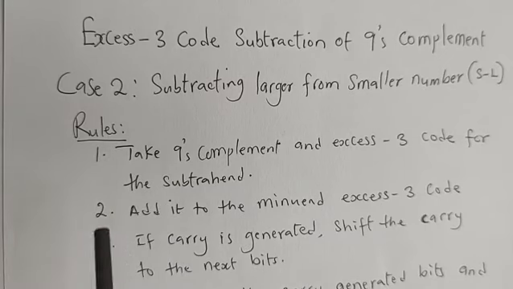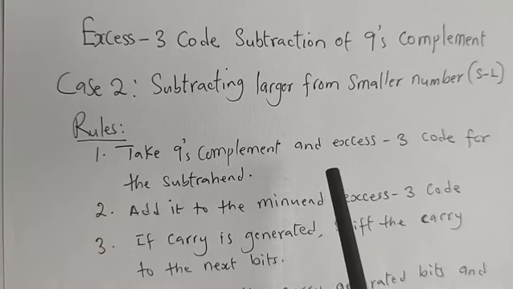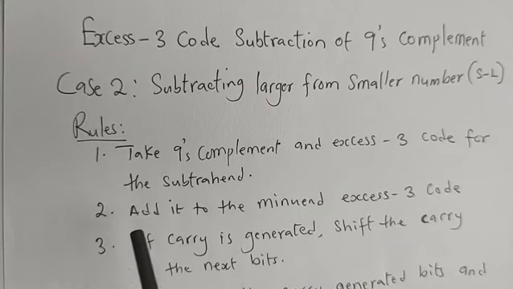Rule number 1, take 9's complement and the excess 3 code for the subtrahend. Rule number 2 says add it to the minuend excess 3 code. It means we need to take the excess 3 code for the minuend as well.